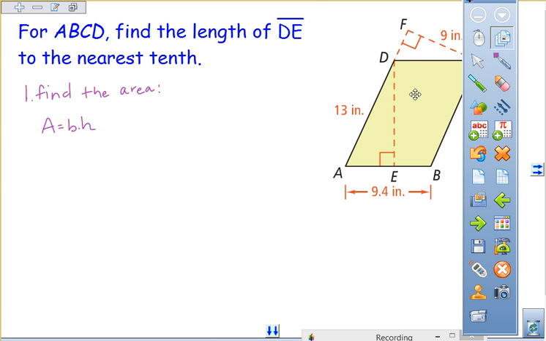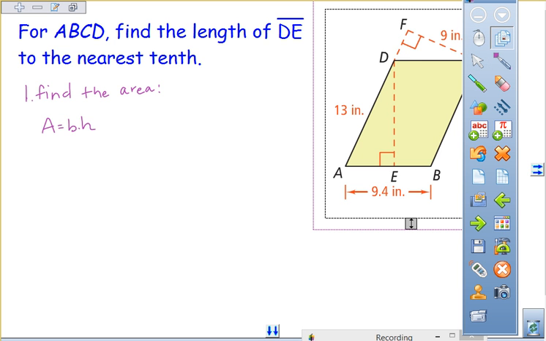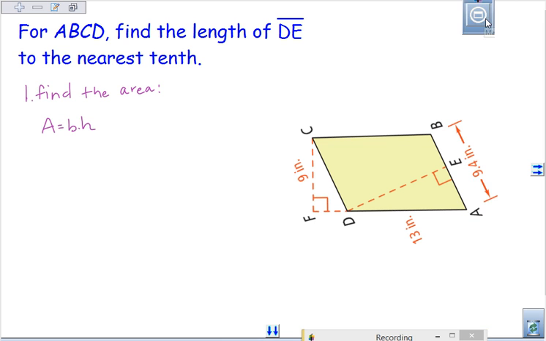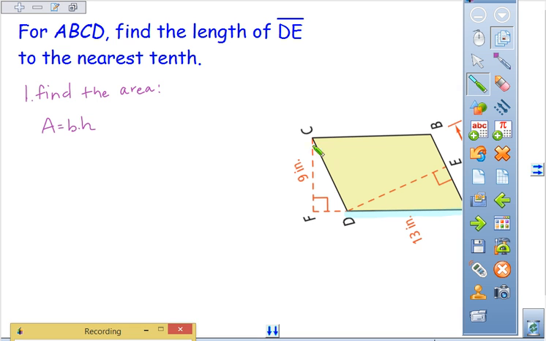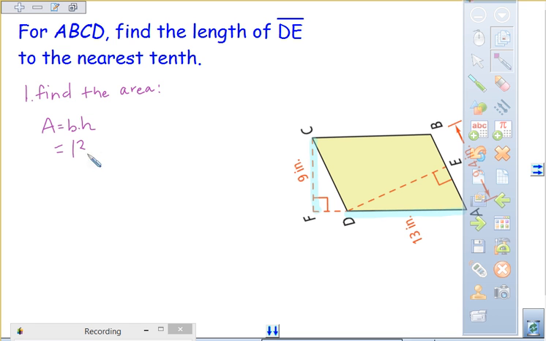Let me show you what I'm thinking. If I turn the shape like this, then my base is 13 and my height is 9. So our area equals base 13, height 9, which gives us 117 square inches.